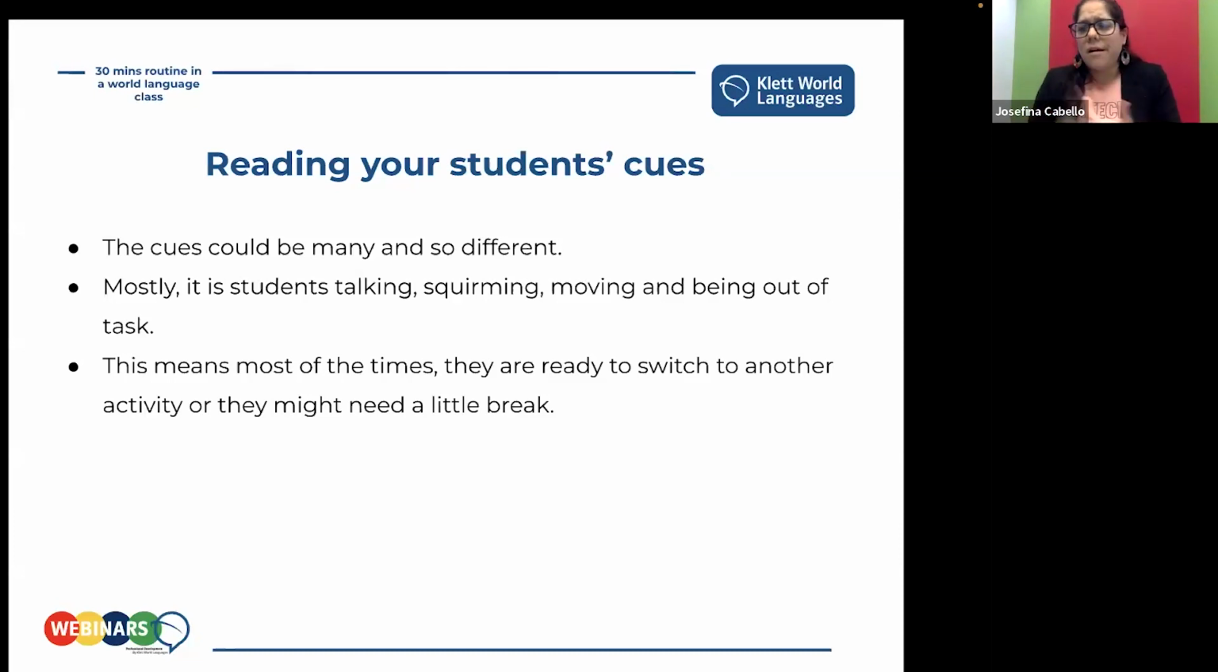Sometimes we're like, oh no, this class is talkative or they are this, but sometimes we need to also think as educators, okay, maybe I need to switch something. Maybe I need to move on to another activity, or maybe I need to do something different. So it's very important to keep that in mind, that sometimes their body language might be telling us that, hey, it's time to move on to our next activity.